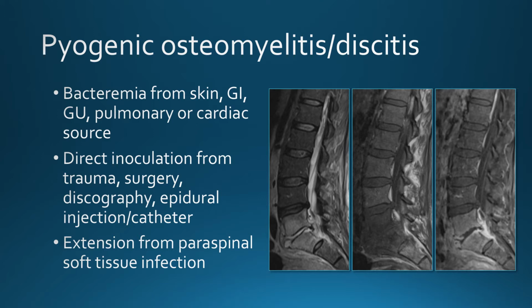The second most common mechanism is direct inoculation, either from trauma, surgery, discography, or epidural catheter. And the third possible way you can get this is starting off as a paraspinal soft tissue infection that eventually involves the spine.